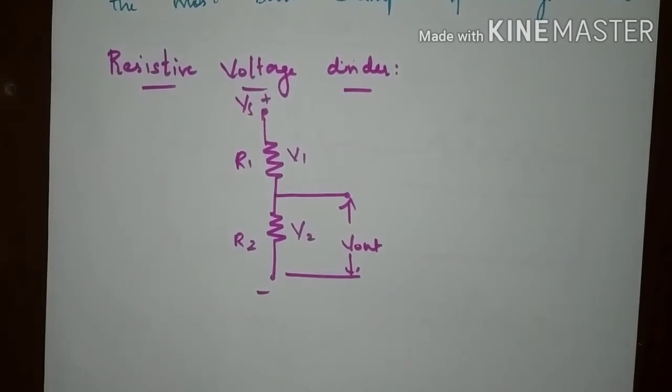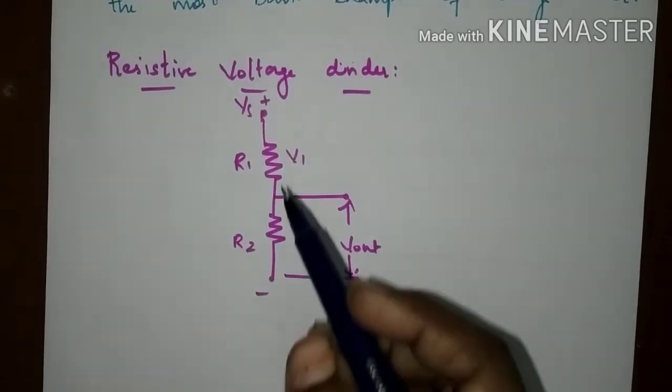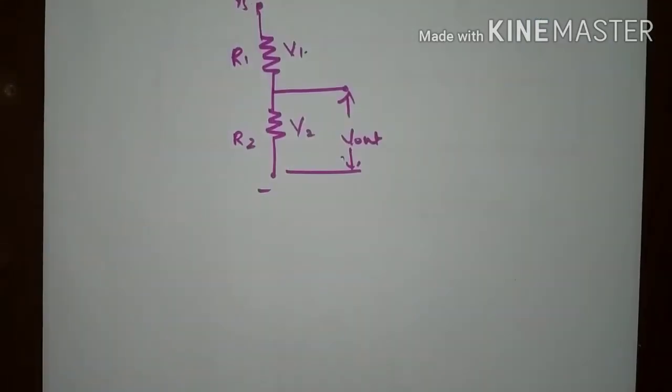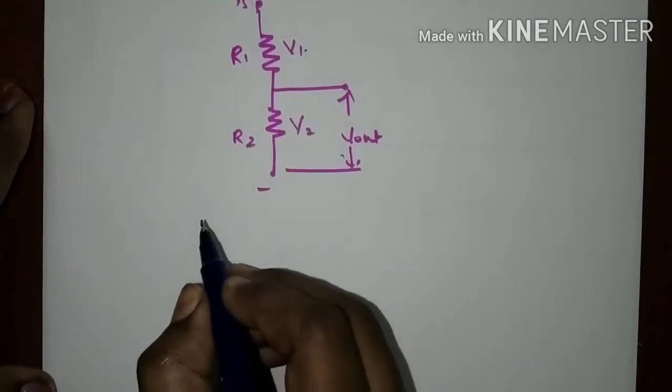Voltage dividing rule is very easy. It is applicable only in the series circuit. Here two resistors are connected in series. We can see the voltage divider equation by solving some expressions.